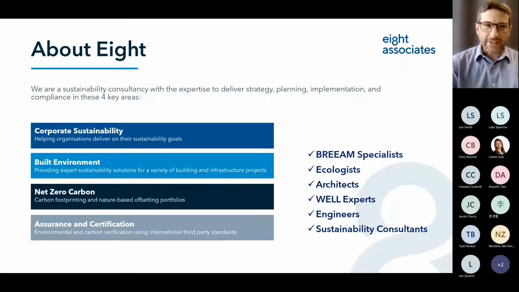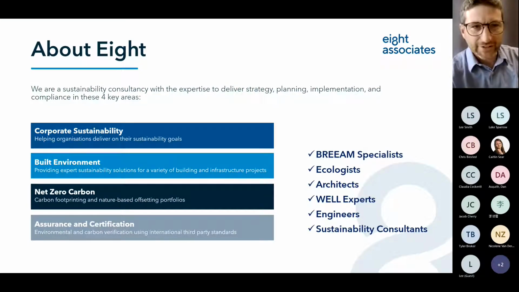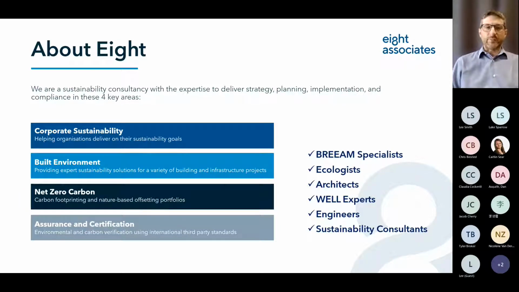So just a little bit about 8 Associates, or we refer to it as 8. We offer a wide range of sustainability services for the built environment and beyond. I've been here for now a couple of months, and it's been very interesting to see the range of backgrounds of people here that are all focused entirely on sustainability in this practice: architects, ecologists, BREEAM specialists, all kinds of great people who are working towards sustainability.